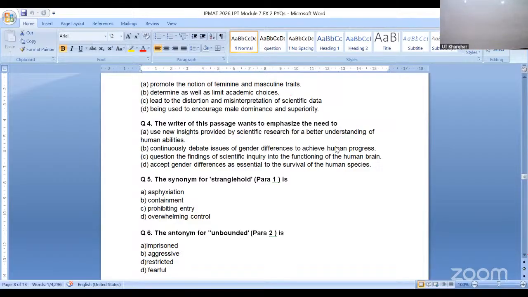Okay, question number 6. Anushri, are you there? Yes, ma'am. Okay, question number 6. What's your answer? C, restricted. C, restricted. Okay. Well, it's talking about unbounded. So why not imprisoned? So if you look at the context, it talks about profoundly adaptable and full of unbounded potential. So unbounded here will not be imprisoned, though it means more or less the same, it will be restricted.